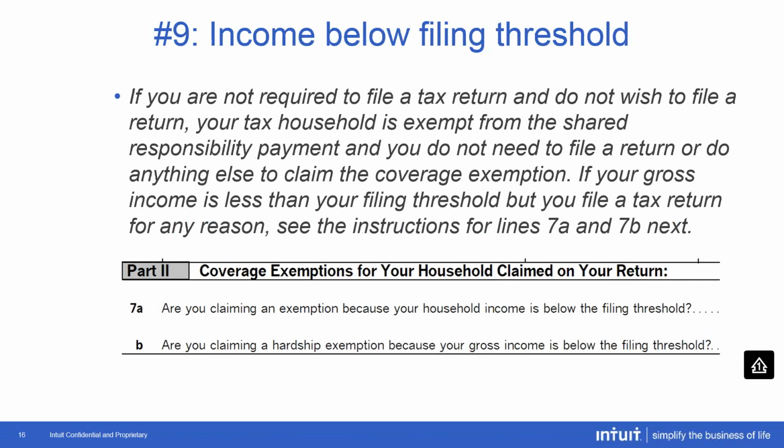Okay, then there's another type here, use case number 9. That's where you have an exemption for income below the filing threshold. And here's a blurb right out of the instructions, or actually right on the form 8965. You're not required to file a tax return, and you do not wish to file a return. Your tax household is exempt from the shared responsibility payment, and you don't need to file a return or do anything else to claim the coverage exemption. Your gross income is less than your filing threshold, but you file a tax return for any reason, you're going to claim that in Part 2 on the 8965.